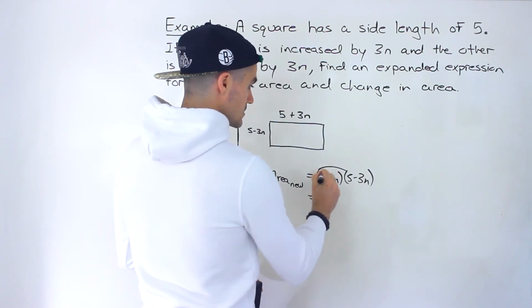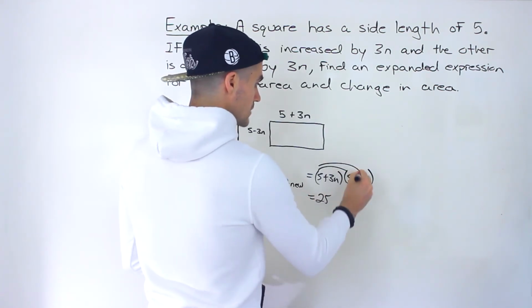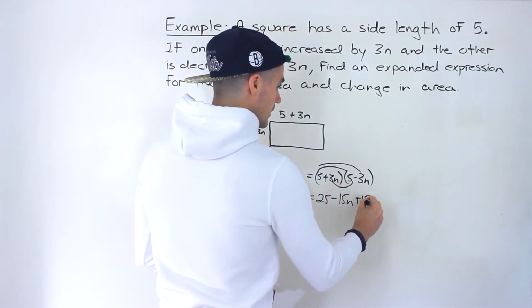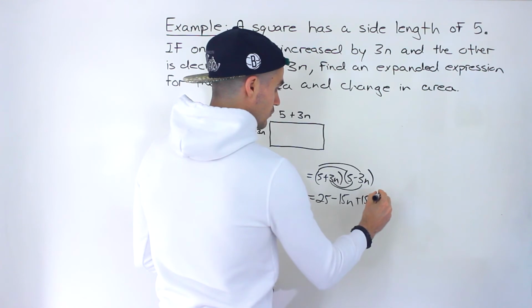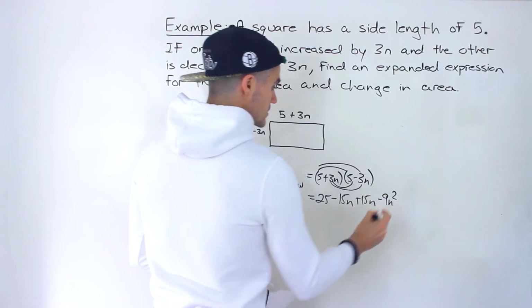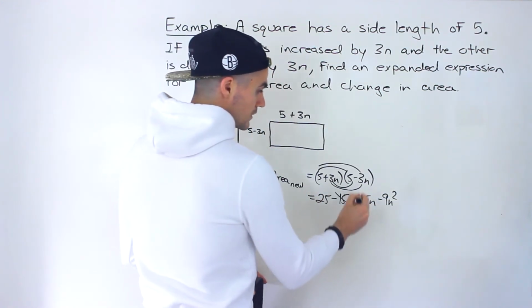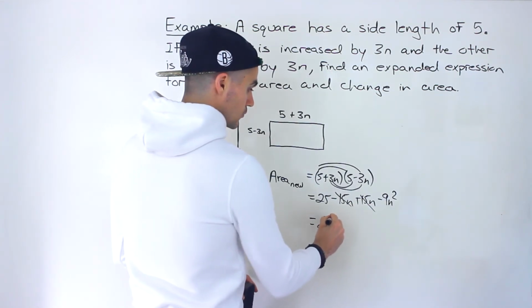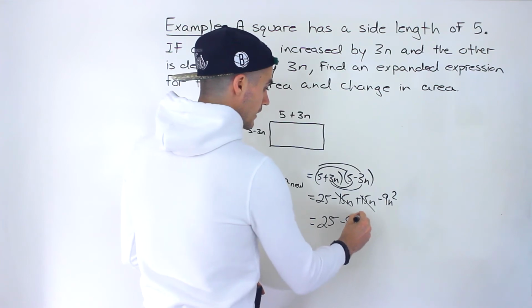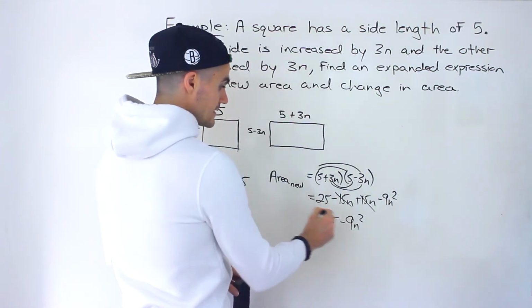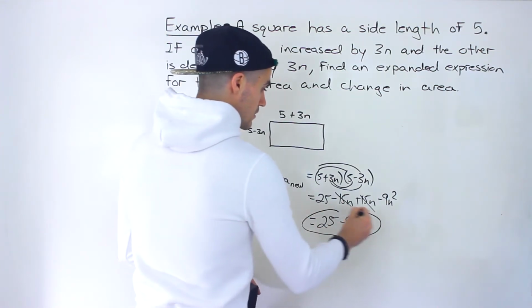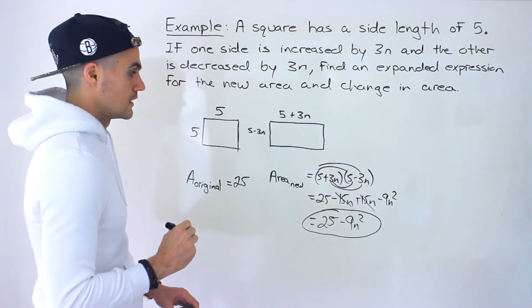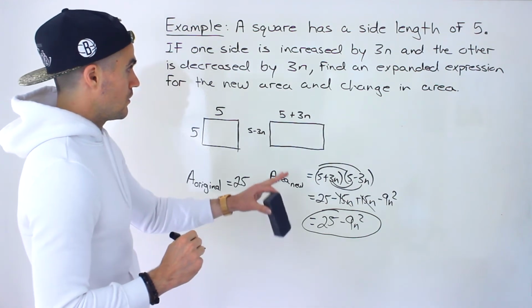But let's expand it. So 5 times 5 is 25. 5 times negative 3n is negative 15n, positive 15n. And then 3n times negative 3n would give us negative 9n squared. And then, as we know with a difference of squares, the middle terms cancel out and we're left with 25 minus 9n squared. So that here represents the expression for the new area. Now, that's part of the question.